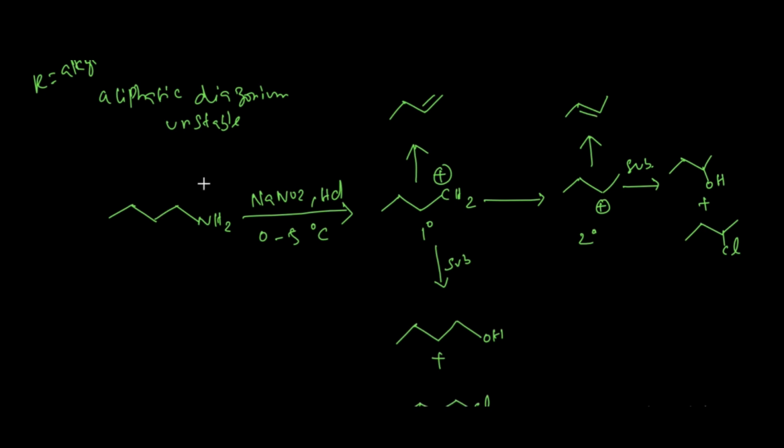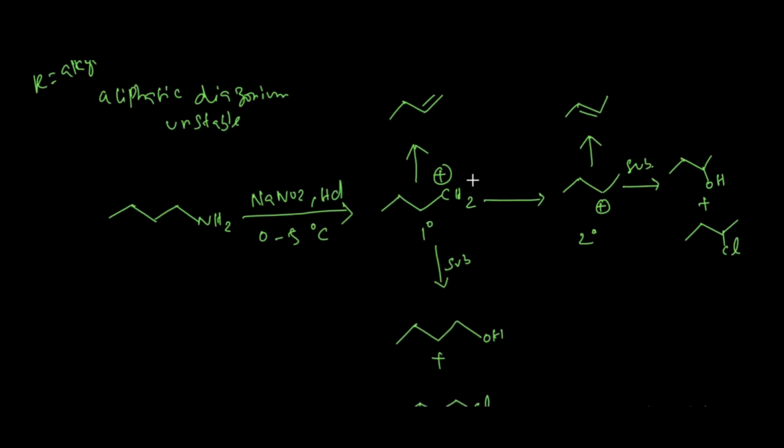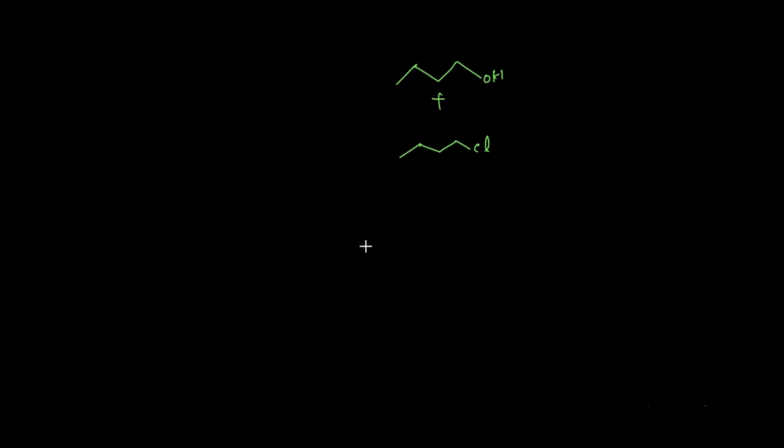So if you take an aliphatic primary amine, where this is an R group, we will get a carbocation. That carbocation will get rearranged and we will get different products, substitution and elimination, in which various rearranged products are possible. So this is one of the disadvantages for the aliphatic primary amine. Now what will happen for the aromatic primary amine? In a similar way, it will form like this.